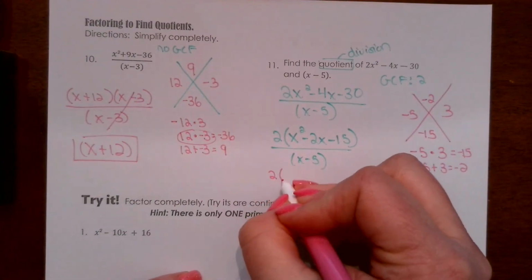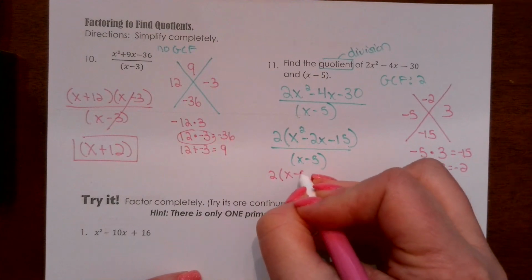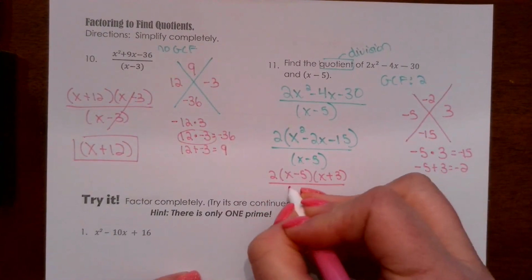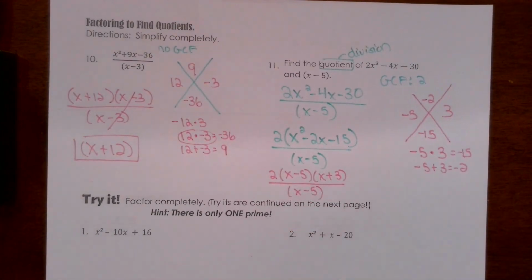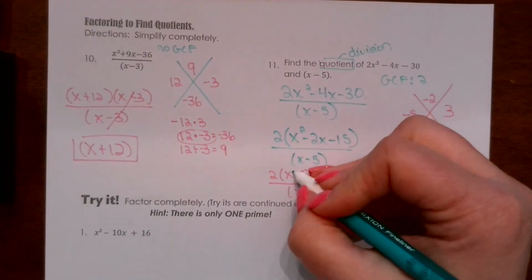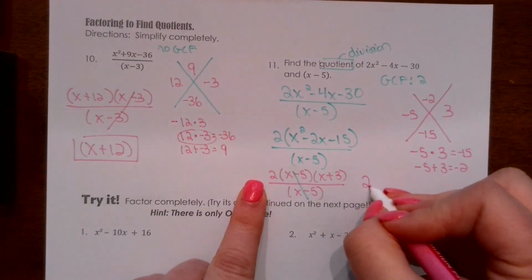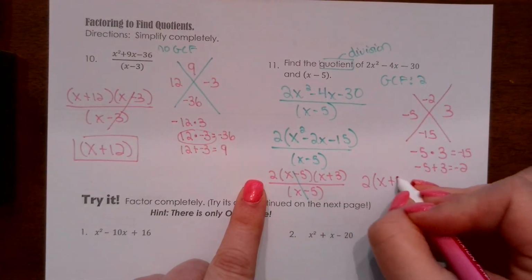So now I have 2 times x minus 5, x plus 3, all over x minus 5. We can see we've got these binomials canceling, and this is all that is left. So my answer is 2 times x plus 3.